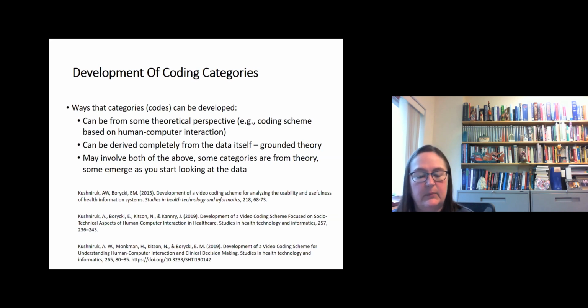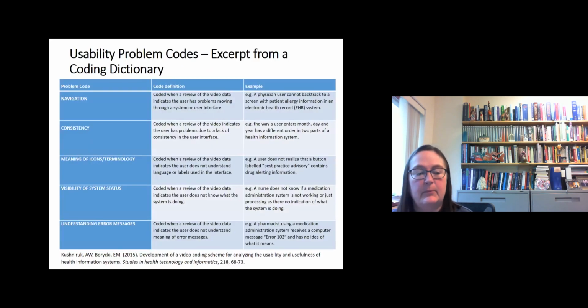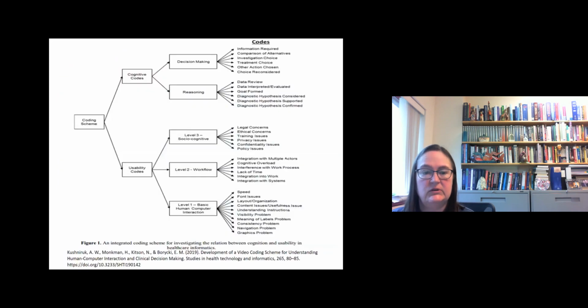Here are some examples of coding schemes that have been derived from the research literature. Here's an example of a usability problem code. The first one is navigation, for example. There's a definition that you use to inform your coding, and then here is an example. There are varying different ones, and by no means is this list exhaustive. There are a lot more coding schemes that have been developed based on the research.